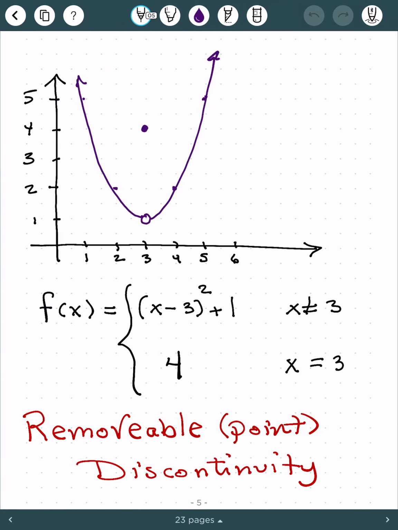Here's another example of a removable discontinuity. The function is defined for all values of x, but when x equals 3, you have to lift your pen up to draw the point at 3, 4. So it's not the absence of a value for the function when x equals 3 that makes it discontinuous. It's that you have to pick up your pen to draw it.